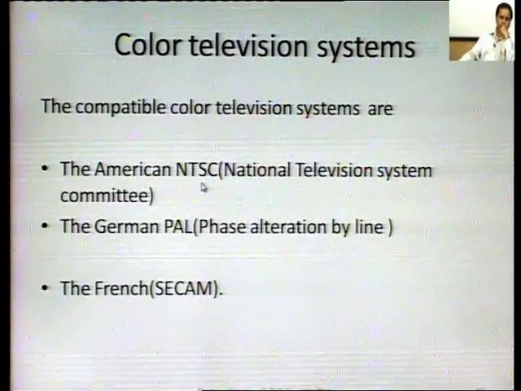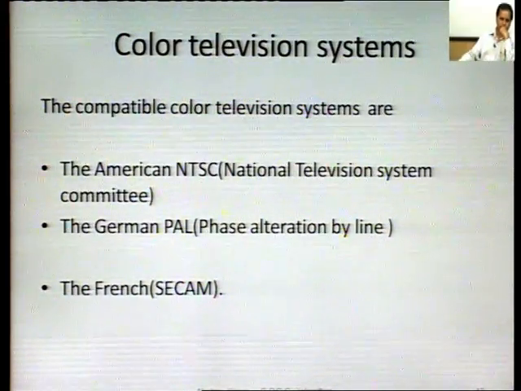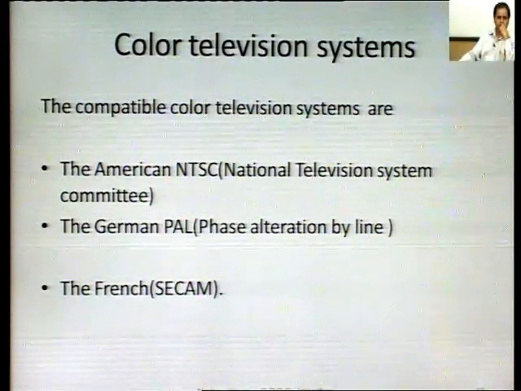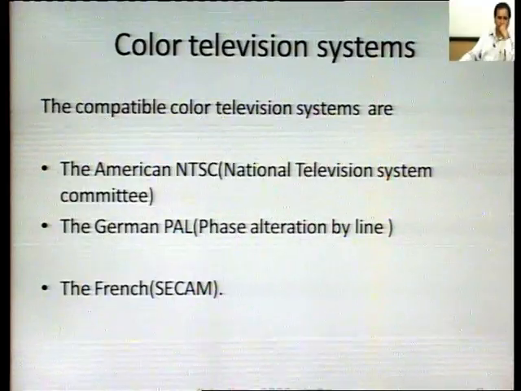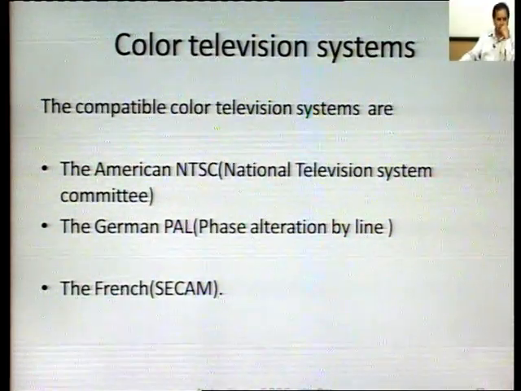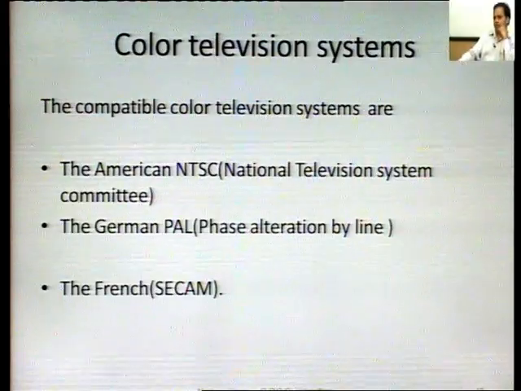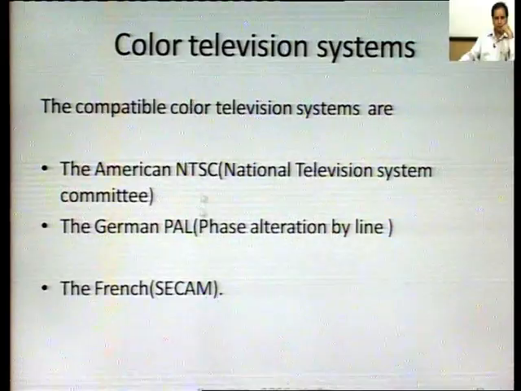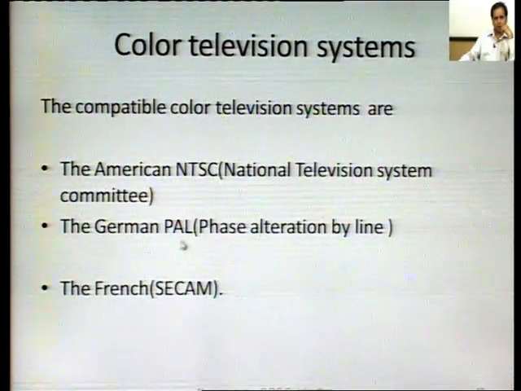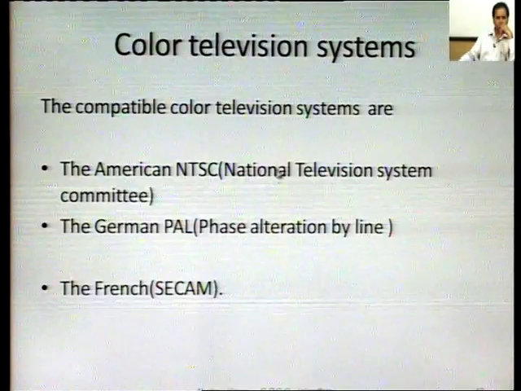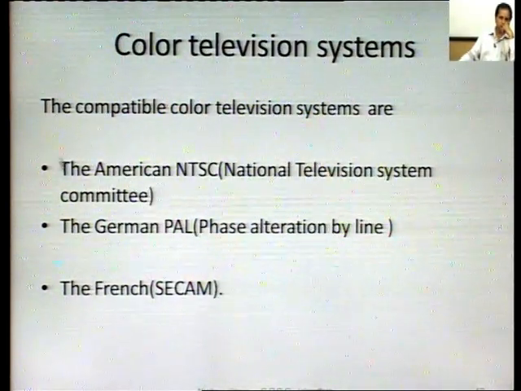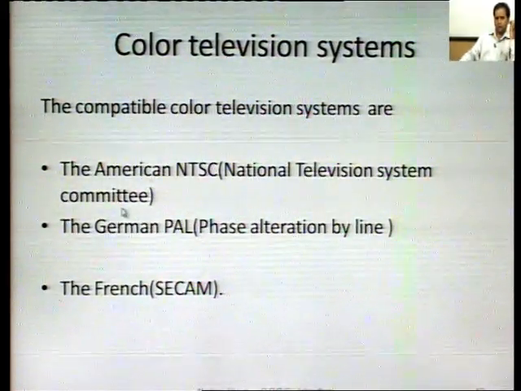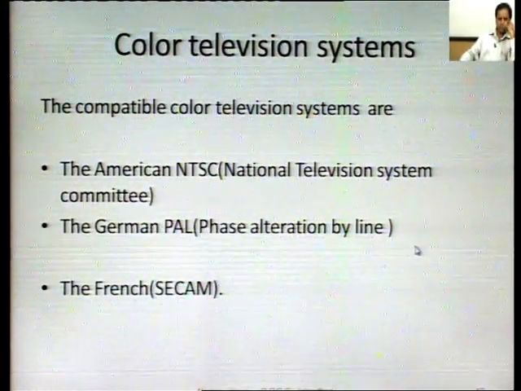There are three color TV systems in the world. The first is the American NTSC, National Television System Committee. The other is the German system, phase alteration by line, PAL, and another is the French system, which is called SECAM. So, these are the three color systems which are famous worldwide: the American, the German or European as we call it, and the French system. We are mostly concerned with the PAL system, because we deal with this system.